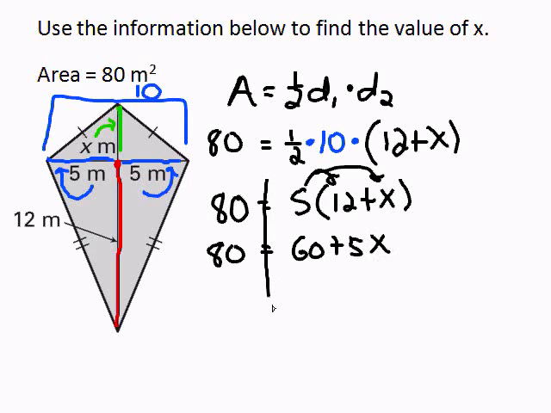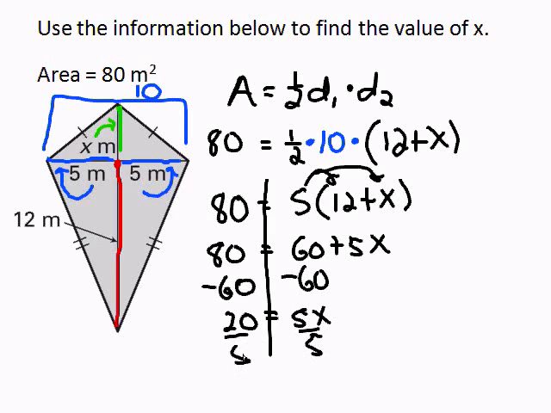And now we can solve our equation using the reverse order of operations. So we're always going to subtract or add first. So we subtract 60 from both sides, giving us 20 equals 5x. And then we can divide both sides by 5, giving us in the end x is equal to 4.